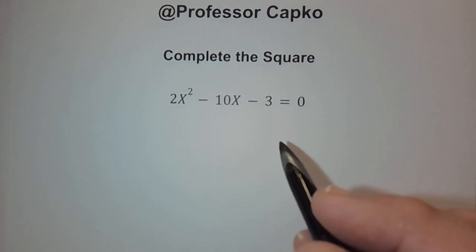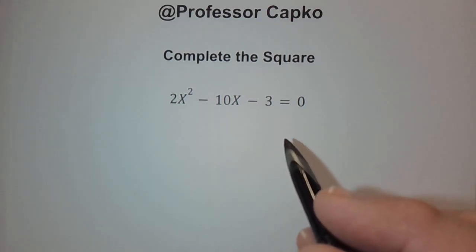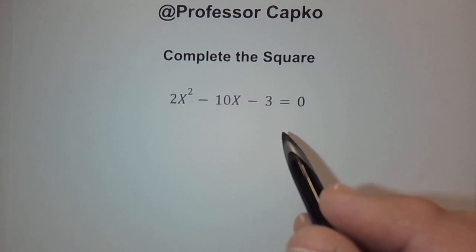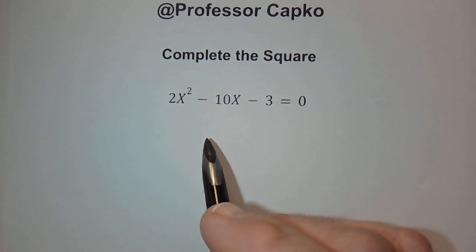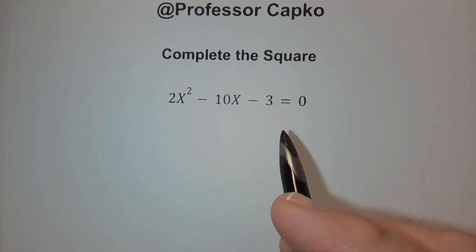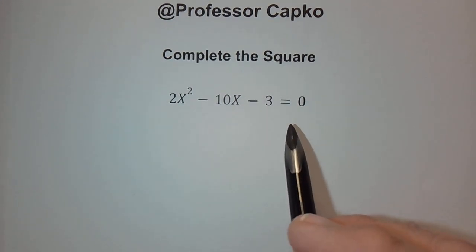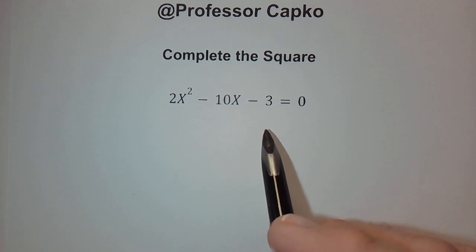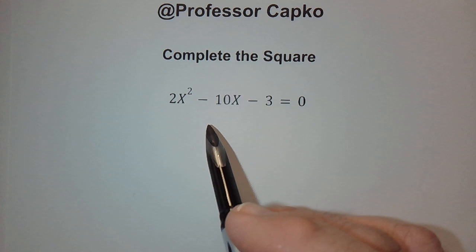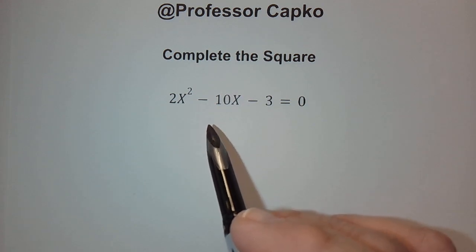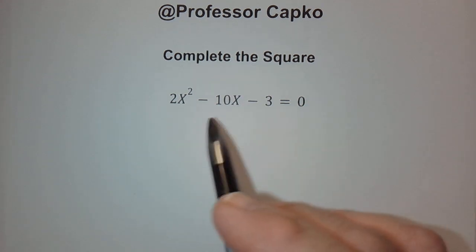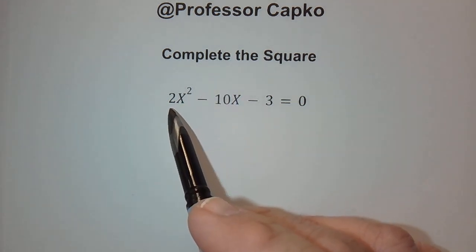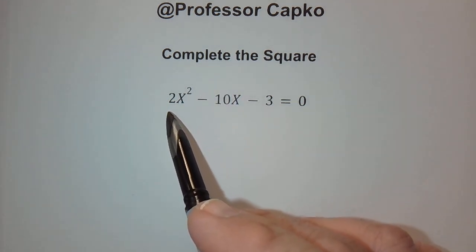Hello everyone. Today we're going to complete the square again, just like we did in our prior video, but this time it's going to be a little bit more complicated. So you might see something like this and be told you need to complete the square, which is a way of solving this quadratic equation, and you may not know how to handle it, particularly since there is a coefficient other than 1 in front of the squared term.